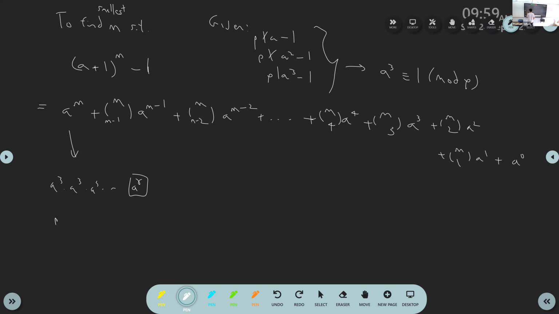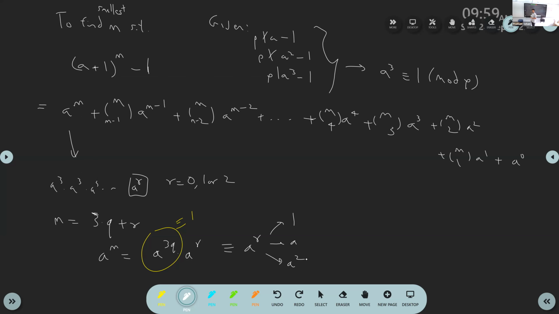So for example, if I say that let M be equal to 3 times Q plus R, where R is that remainder. Then A raised to M will be A raised to 3Q times A raised to R. And out of that, this part I can say is congruent to 1, right? So this whole thing will be congruent to A raised to R. And because of the remainder, this R can be 0, 1 or 2, right? So this term is either 1, A or A square. But we don't know which. It will depend on the choice of M. Whatever is the remainder of M, that will decide the remainder over here.